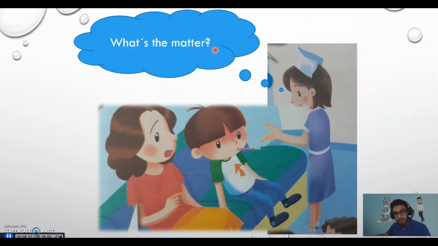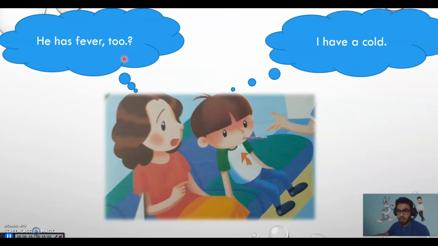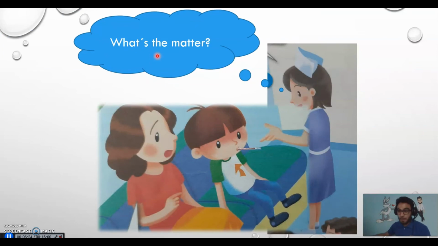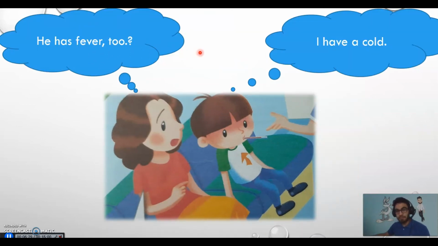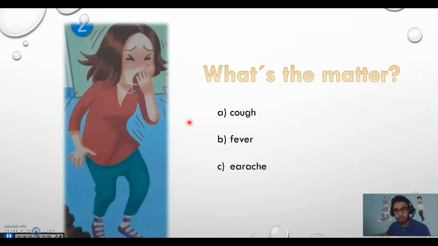Now, the dialogue is like this. What's the matter? I have a cold. He has fever too. What's the matter? I have a cold. He has fever too. Okay, practice this dialogue. Keep practicing. And for your homework today, what's the matter?